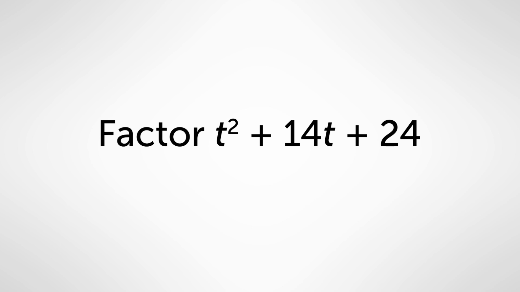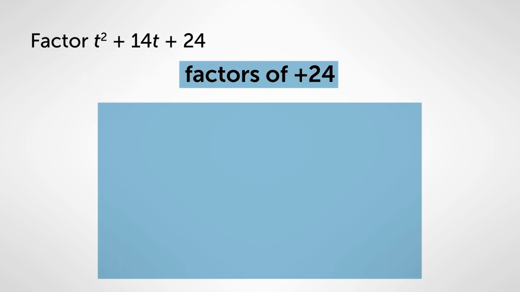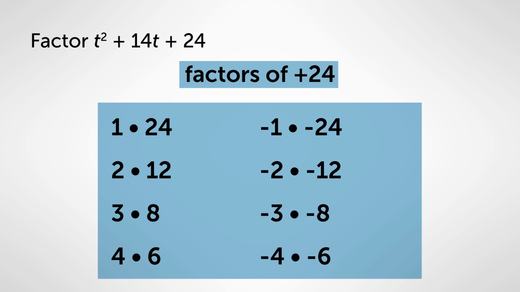Remember that factors are numbers that we multiply together to produce another number. So, when we look for the factors of 24, we need to find all of the numbers that multiply to be 24. And notice, we specifically want positive 24. That means our possibilities include 1 times 24, 2 times 12, 3 times 8, 4 times 6. But our list should also include negative 1 times negative 24, negative 2 times negative 12, negative 3 times negative 8, negative 4 times negative 6.